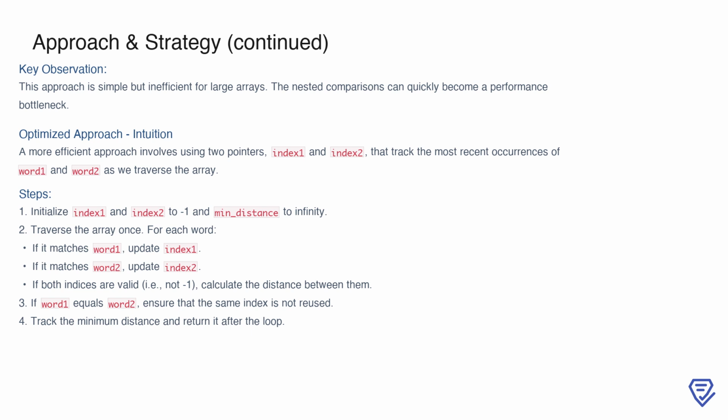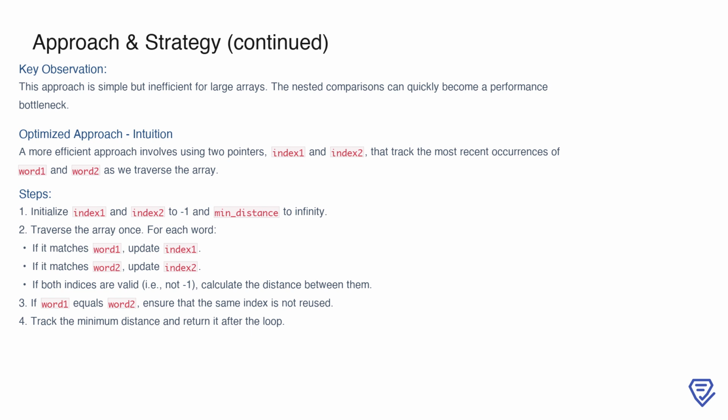With this in mind, we shift to a more optimized approach. The key insight here is to use two pointers, index1 and index2, to track the most recent positions of word1 and word2 as we traverse the array. This eliminates the need for nested loops. The process begins by initializing index1 and index2 to -1 and setting min_distance to infinity. Then, as we iterate through the array, we update index1 whenever we encounter word1 and index2 whenever we encounter word2. If both indices are valid, we calculate the distance between them and update the minimum distance if necessary.